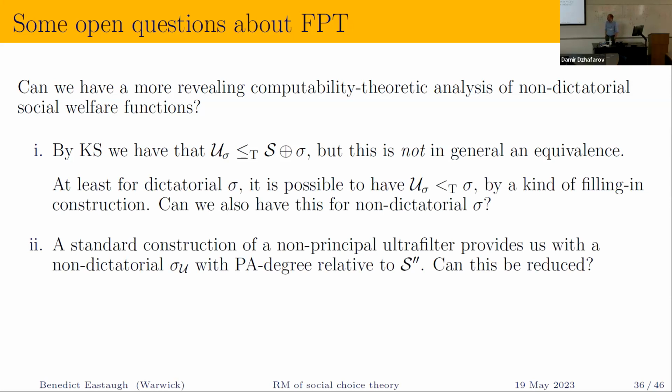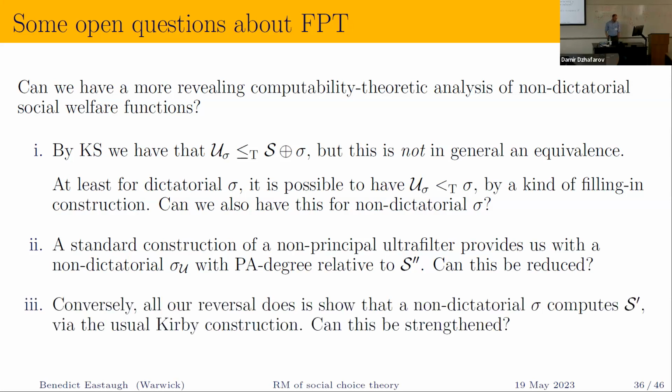Then also, for the construction of the ultrafilter, at least the construction that I know, this gives us a non-dictatorial social welfare function, sigma, with degree relative to the double jump of the society. So can we bring this down a bit? Do ultrafilters have to be this complicated, or can you do better than this?